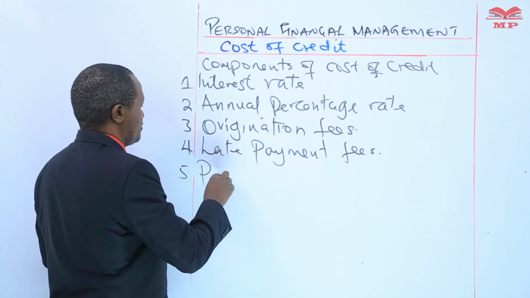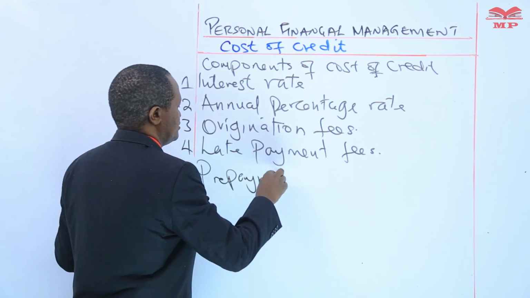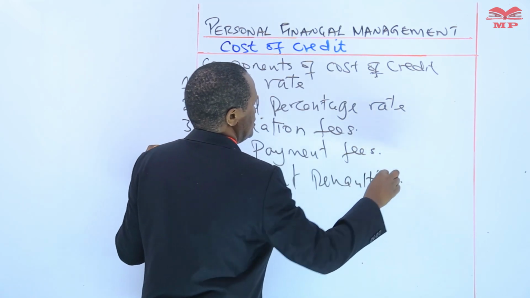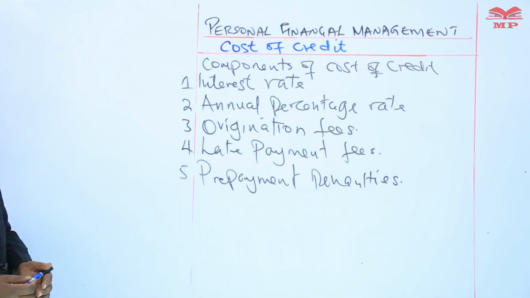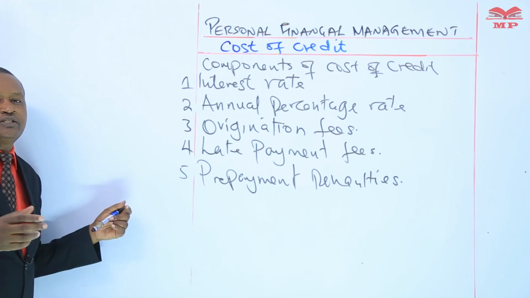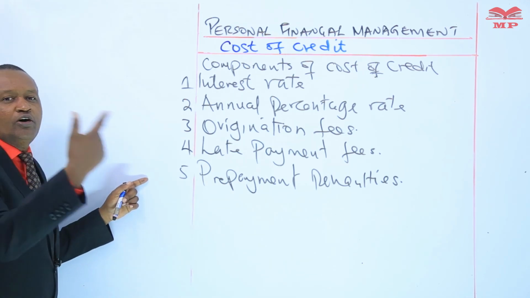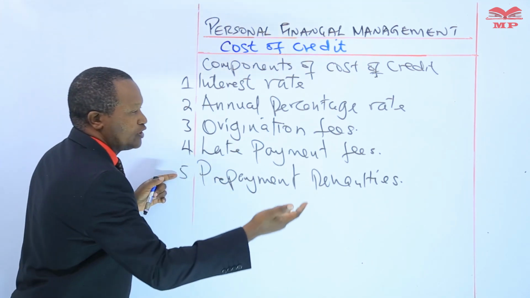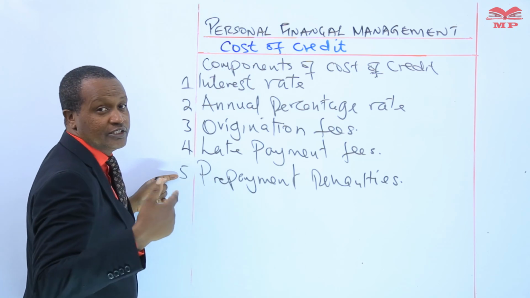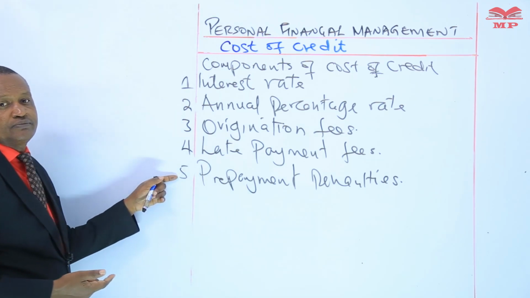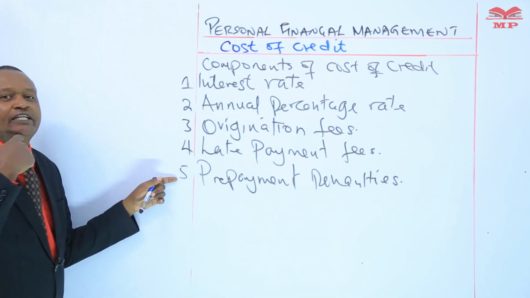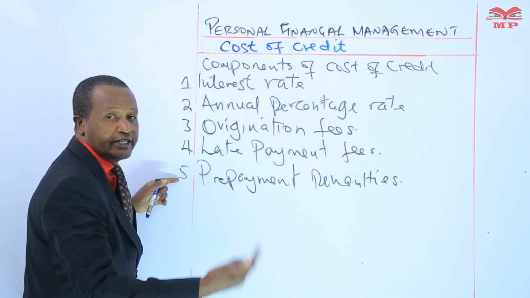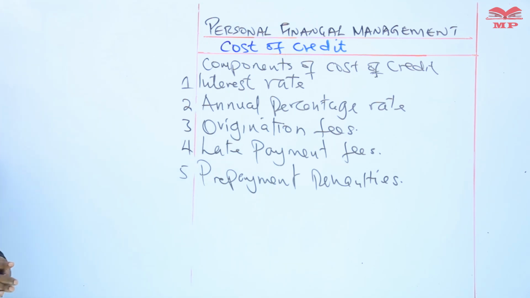5, prepayment penalties. Some lenders charge a fee if you pay off your loan early. If you pay off your loan early, some lenders may charge you for that. And that can discourage early repayment and discourage you from potentially saving money on interest.